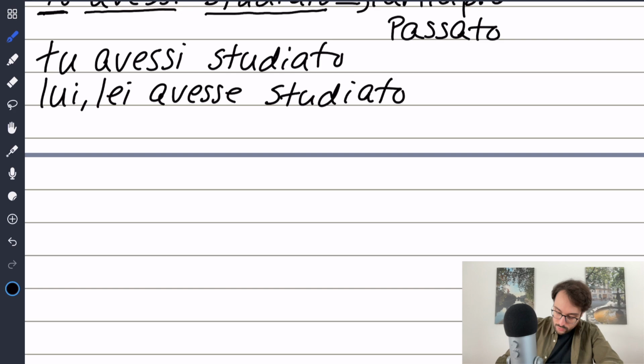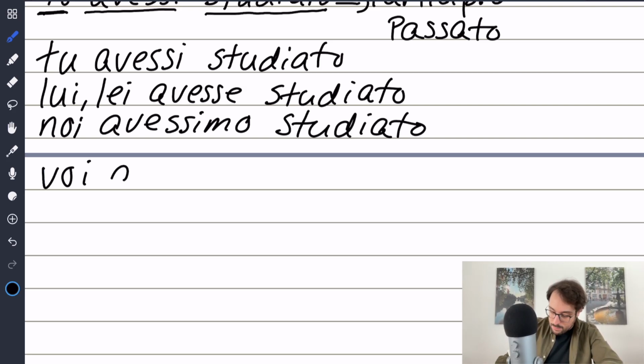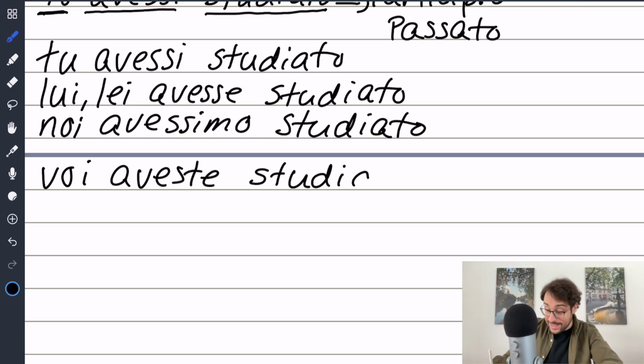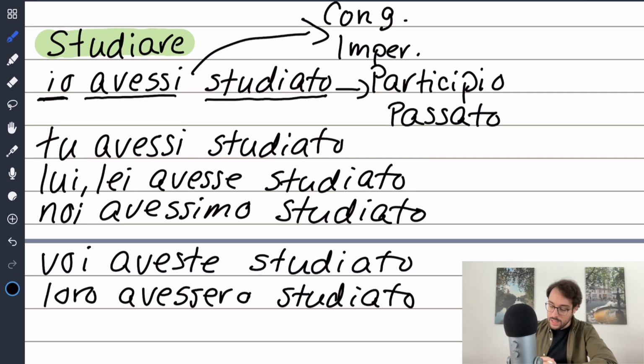Then we're going to do the noi form. Noi avessimo studiato. Once again, we're just going through avere in the congiuntivo imperfetto, because that's the thing that constantly changes. And our constant, the thing that doesn't change, is the main verb, which is in its participio passato form. And right here, I just filled in voi aveste studiato e loro avessero studiato. Fantastico, right? Allora. So now let's put this in some context here.